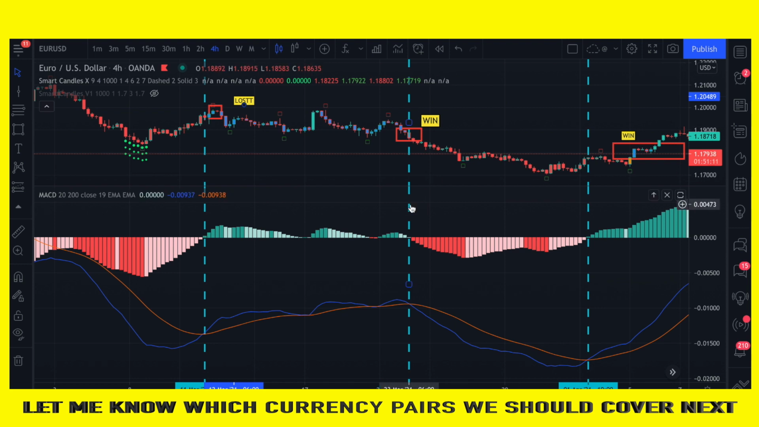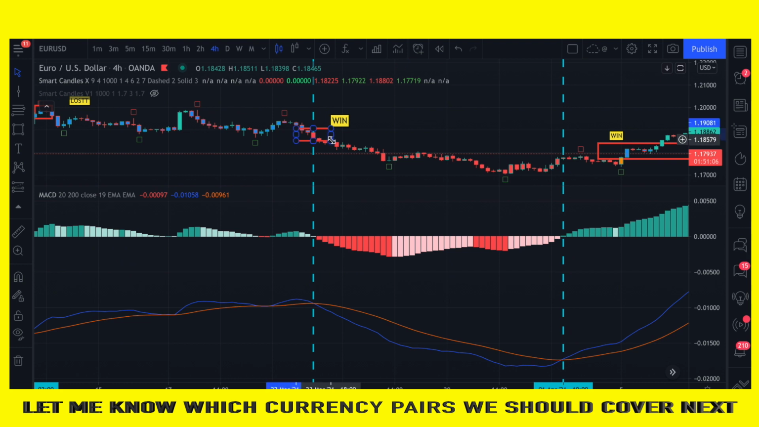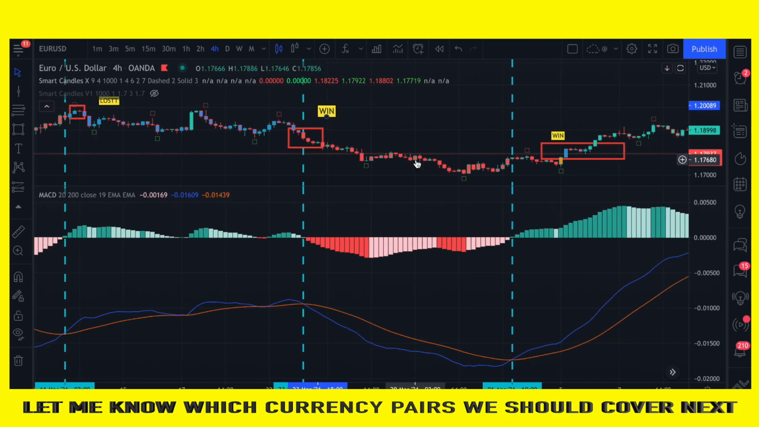So here's the next setup right here. We have a cross on the MACD, and we can actually see here, if we actually look at it, we actually had the candles turn red exactly on it. So that trade would have been triggered. That would have been a win.